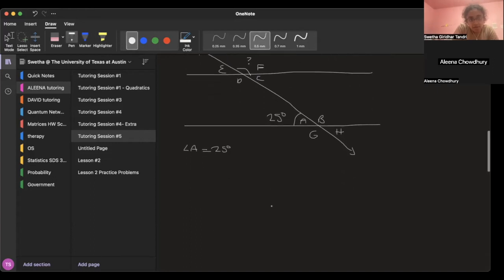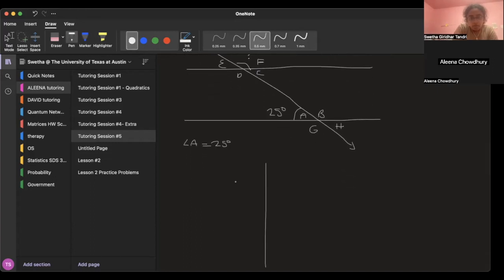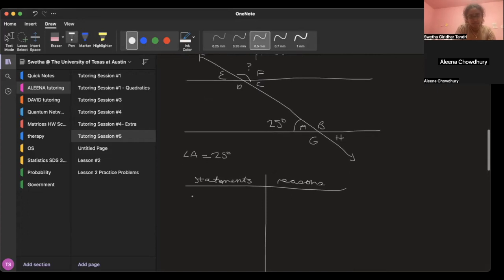So I guess in order to write a proof, we first say that these would be our statements. And these would be our reasons. Okay, so the first statement we can make is that A is 25 degrees. And the reason is that it's just given to us. It's just information that's given.